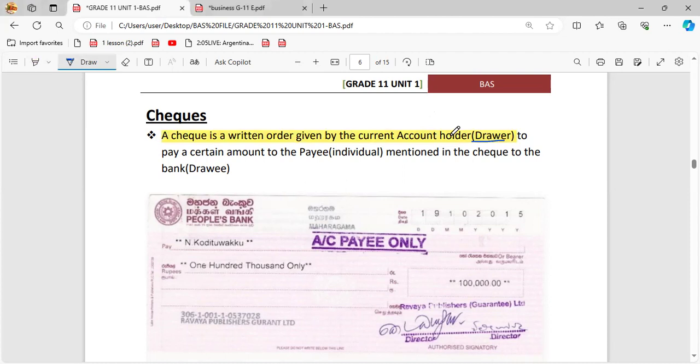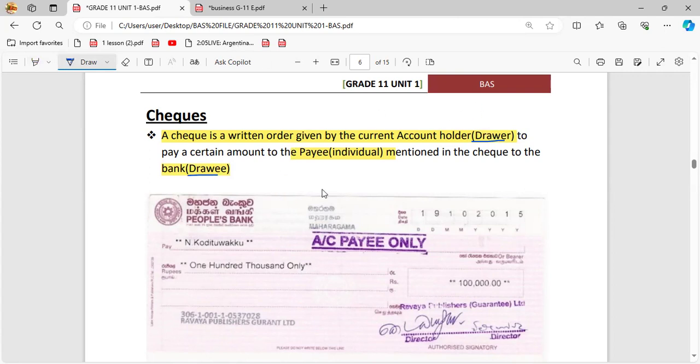I am the one who is having that current account, right? To pay a certain amount to the payee. Who is the payee in our story? Asif is the payee in our story. He is the individual I want to pay. Therefore, he is the one who is going to receive that money. He is the payee, mentioned in the check to the bank. I am giving an order to the bank. Bank is the drawee. Understand these two words, right?